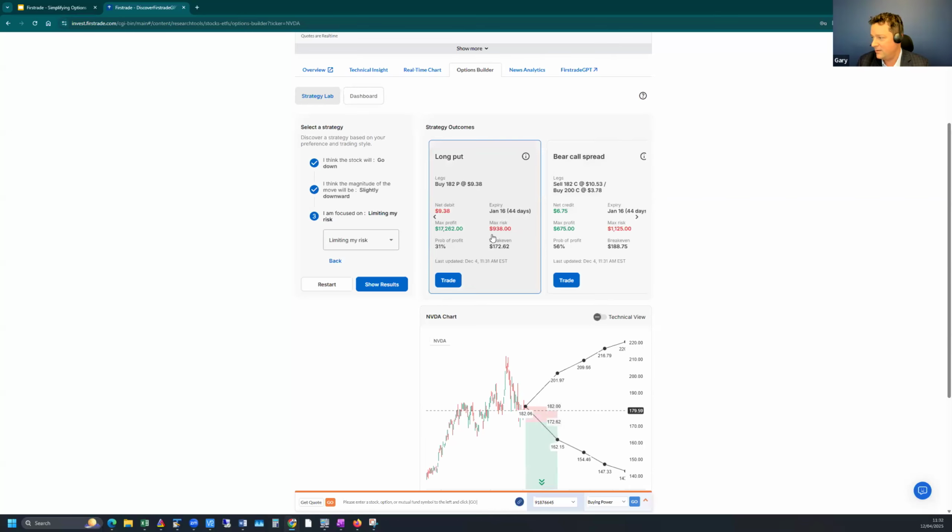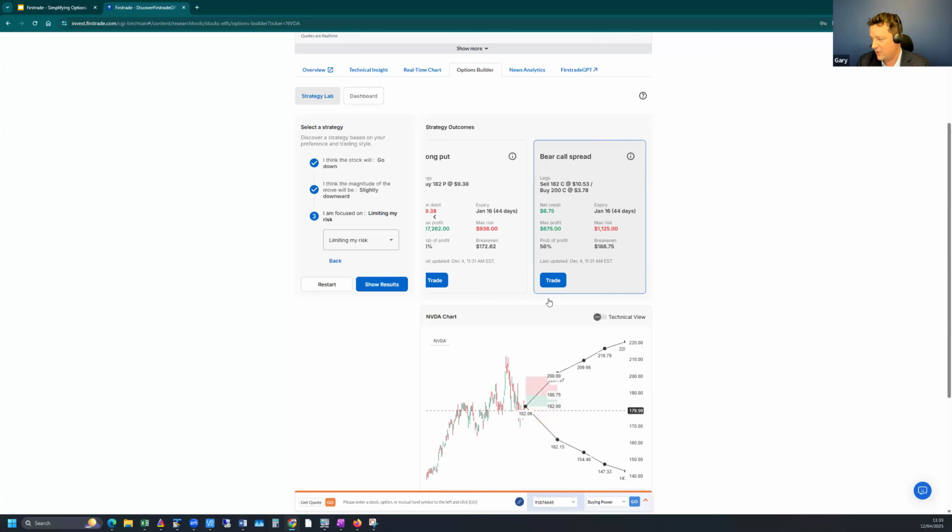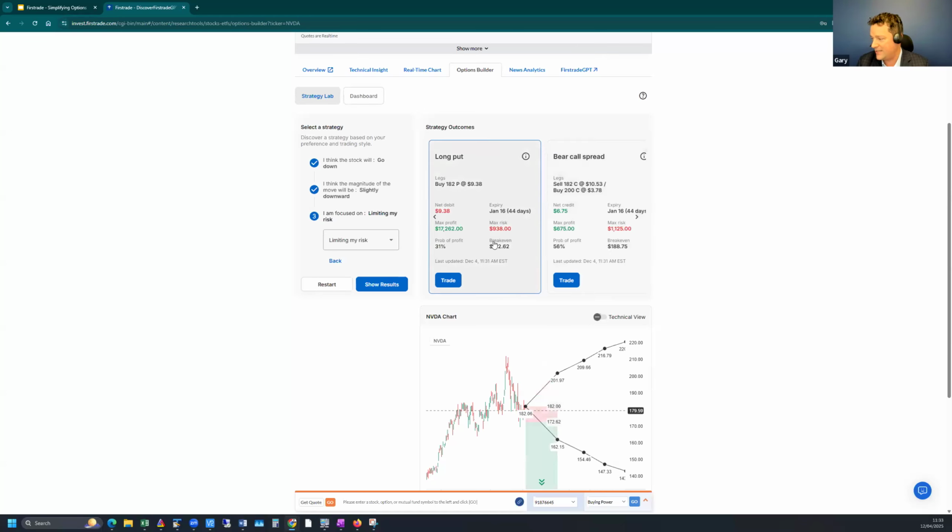I can look at a long put. What does that mean? A bear call spread and the credit spread. And the important thing is you can see the payoff on the chart, okay? That's the green and red zone, right? If I do a long put, I know that I'll make money if the stock goes down to zero, potentially 17,000 per contract. And the max risk I'll lose is 938.